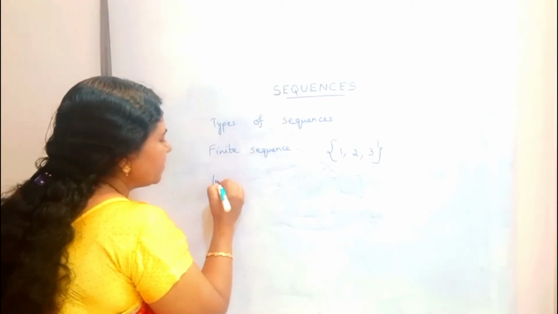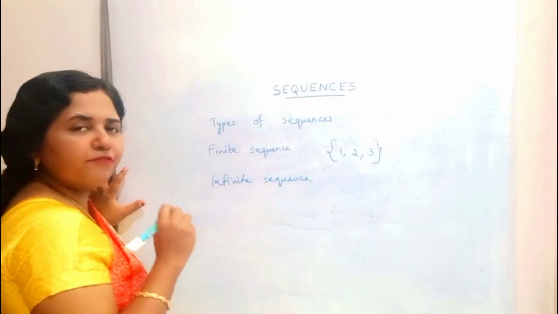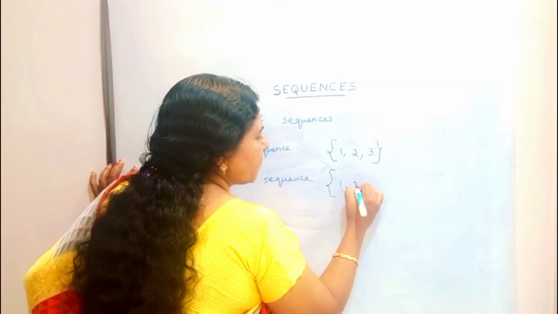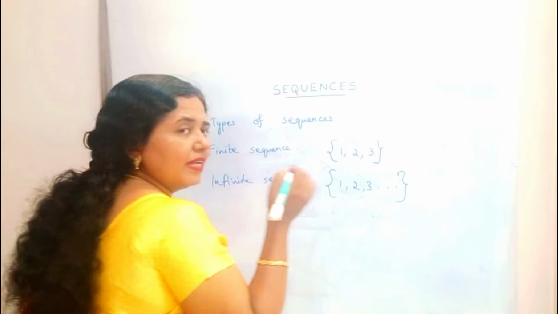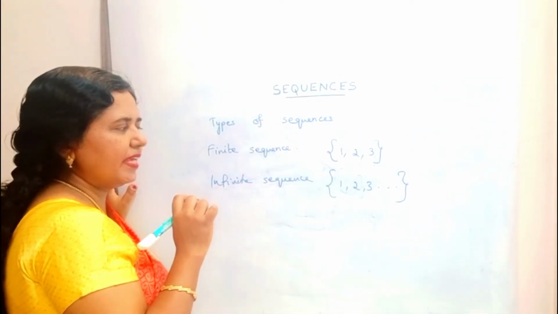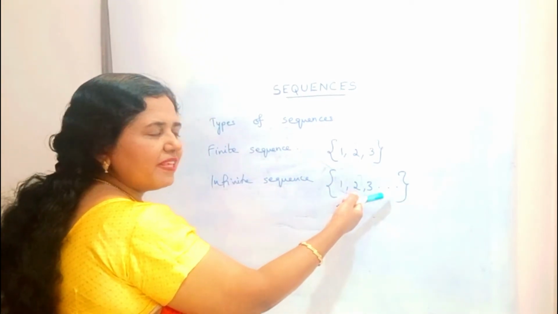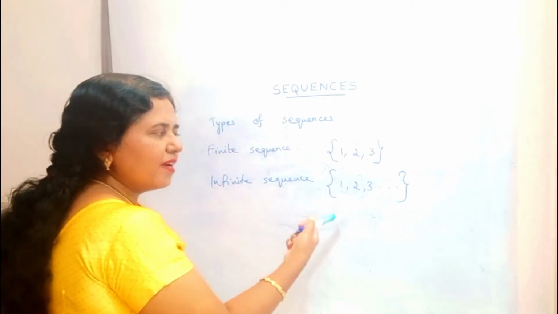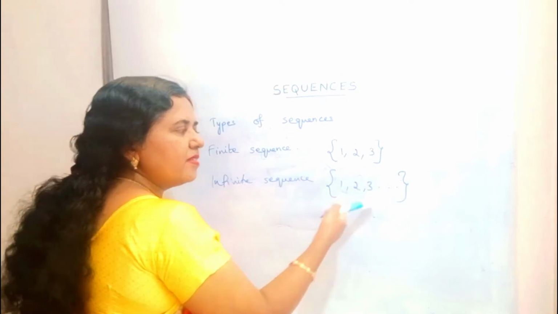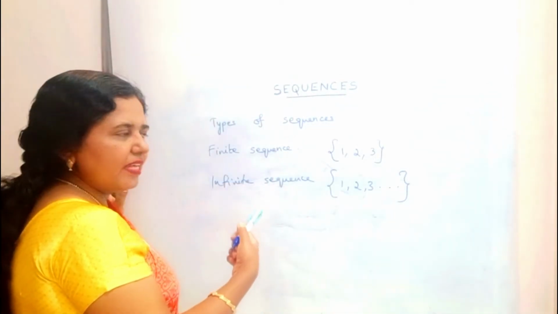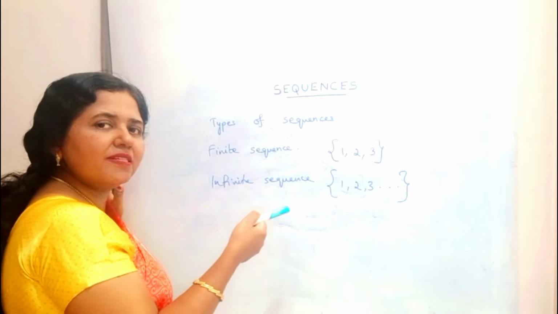Now the next type is the infinite sequence. In the case of an infinite sequence, we cannot say anything about the number of terms present in the given sequence. Here it is 1, 2, 3 and so on. We cannot say what will be the end of this sequence. We cannot say anything about the number of terms, and there will be no end to the sequence. Such a sequence can be named an infinite sequence. These are the 2 types of sequences based upon the number of terms.